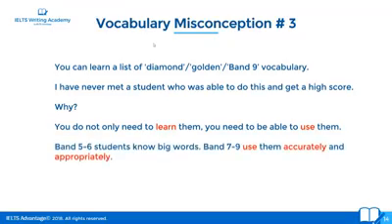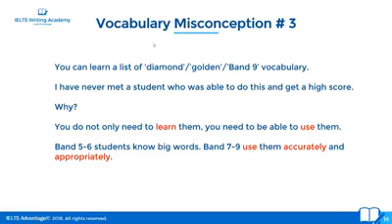Band 5 to 6 students know big words. Band 7 to 9 students use them accurately and appropriately. So again, that's the difference between a band 5 and 6 student and a band 7 to 9 student. Band 5 or 6 students are looking for shortcuts. They're looking for easy ways to get a band 7, 8 or 9, and they're failing.